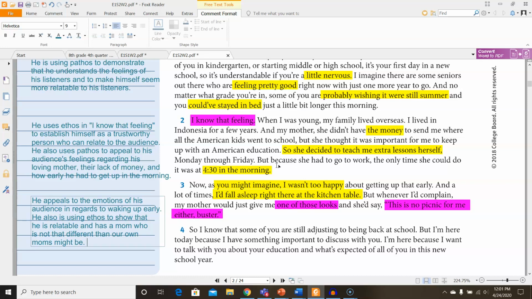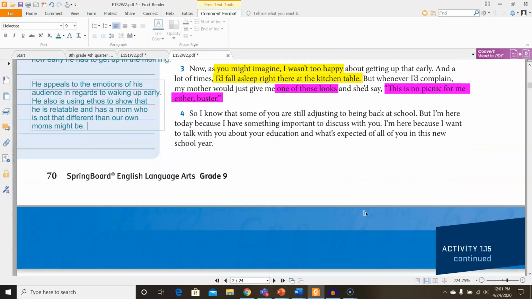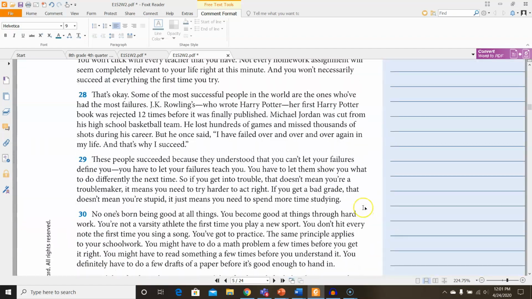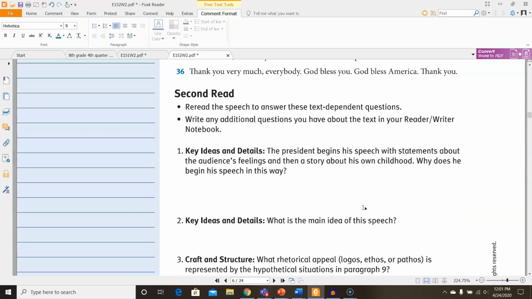And please, please, please make sure you understand what each of those words means. So the speech is a little long, which is why I recommend listening to it at the same time. And then let's get down to the questions. So number 1 says, the president begins his speech with statements about the audience's feelings and then a story about his own childhood.